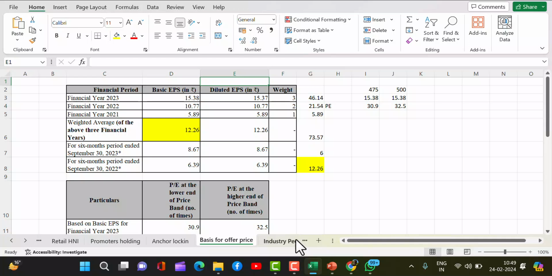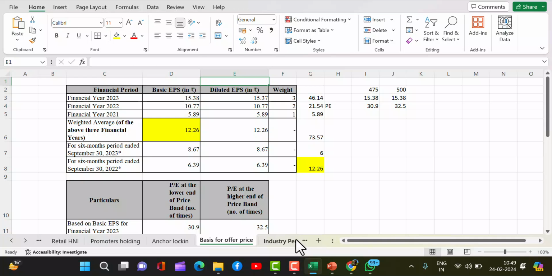Now, there is a weight given to the current. So there is a weight at the end column, F column. So weight 3, 2, 1. That means the current EPS is given a weight of 3, and the second year is given a weight of 2, and then the weighted average of the EPS comes here. This is the weighted average EPS, both for diluted and basic. That means you multiply it with that and then divide by 6, so you get 12.6. I have given the formula here.